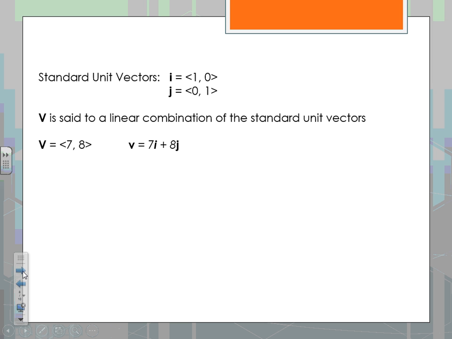Yep. So the vector 7, 8 is the same thing as 7i plus 8j. Okay, it's just a different way of writing your vectors. Okay?